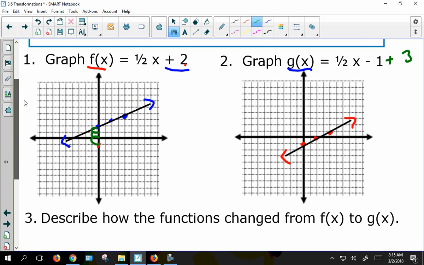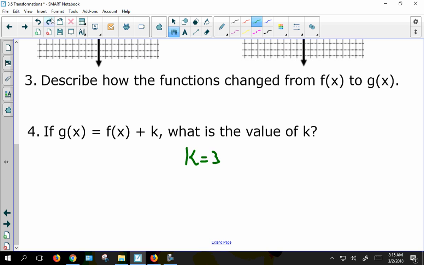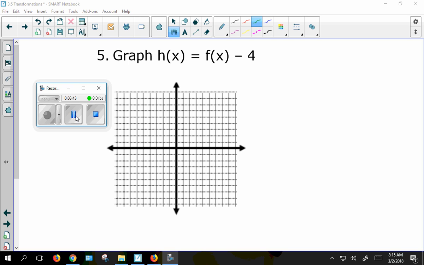All right? That's all we're doing. That's how we transformed it. We're going to shift it up and down the y-axis. Okay, so you go ahead and do number 5, then start the video when you get it done.